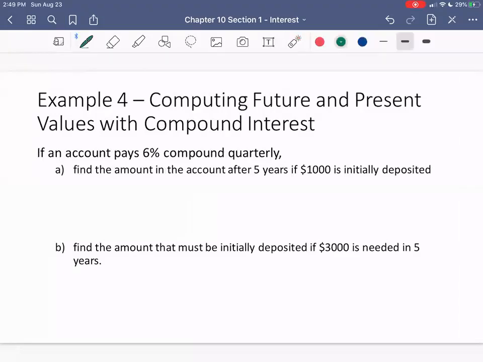So this example, letter A, let's just talk about the beginning. It says, if an account pays 6% compounded quarterly, well, first off, that gives us quite a bit of stuff. First I can find what I is. Remember, I is your rate divided by your M. Your rate is 6%, your M is quarterly, so we're going to say 4. And so your I is 0.015 when you put it into your calculator.